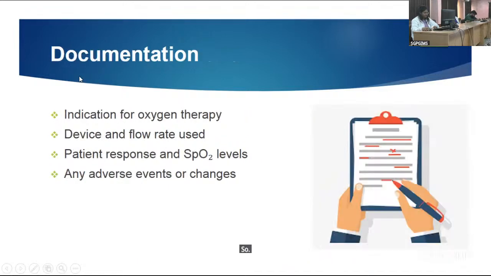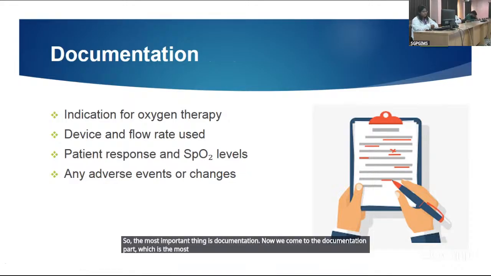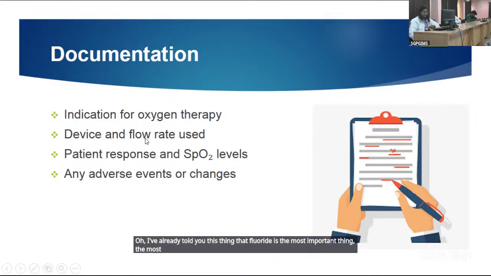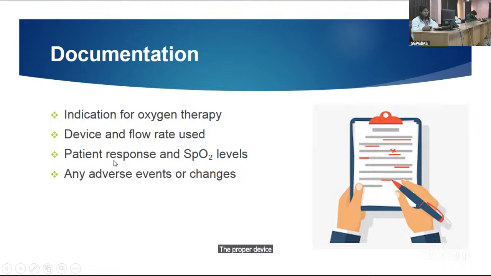So the most important thing is documentation. Now we come to the documentation part, which is the most important in anything. Documentation includes the indication for oxygen therapy, why it is actually needed. It also includes the device and flow rate set. I've already told you that flow rate is the most fundamental thing in oxygen therapy. Also document the proper device and flow rate used, the patient's response and saturation levels, and any adverse events or changes that occurred during oxygen therapy. We need to document this very carefully.